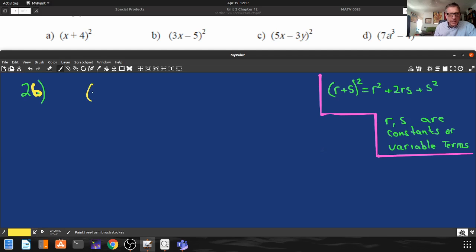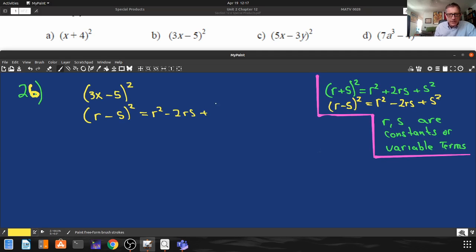I'm going to do 3x minus 5 squared. Now I don't have the formula, I'll write it now. See, I'm nice. The only difference is that the middle term becomes minus 2rs. That's the only difference. Well, again, I'm going to compare it with my r minus s squared, and that's equal to r squared minus 2rs plus s squared.